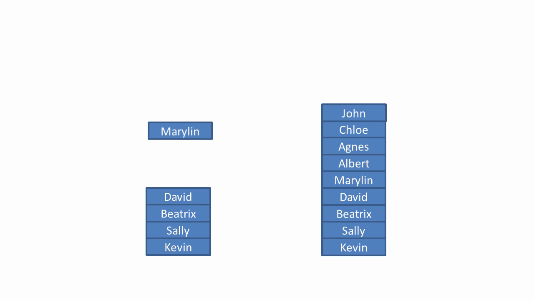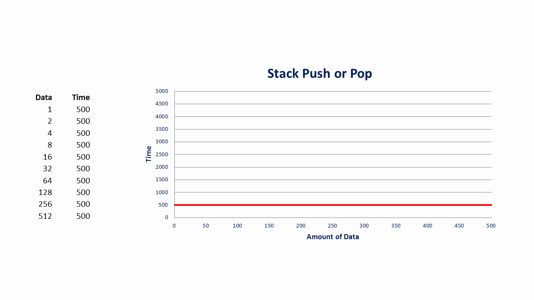Similarly, removing an item from the top of the stack takes a certain amount of time. Removing an item is independent of the amount of data in the stack. Plotting this information onto a chart, you can see we have a nice flat line. No matter how much data there is, the time taken stays the same.